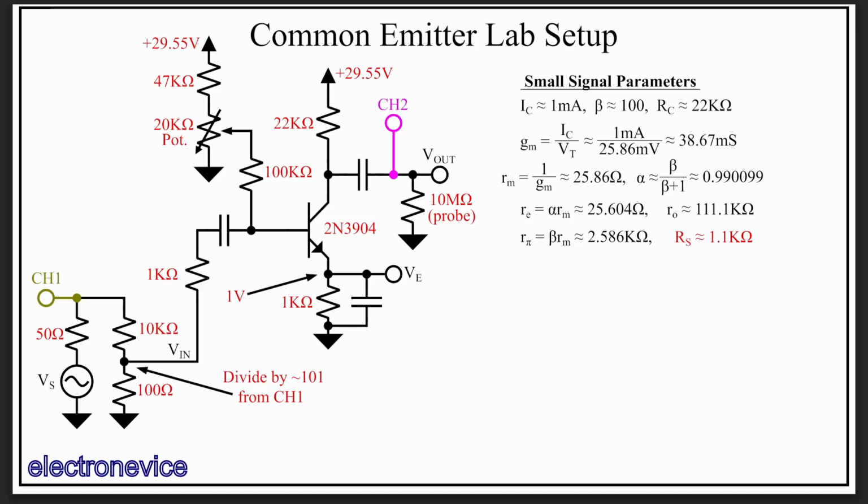Now, 2.586 K is not much greater than our source resistance of 1.1 K, so we have to use the more accurate equation for gain, which, recalling from the transistor tutorial series episode on the common emitter, the full equation for gain is this. Now here we have all the parameters we need except for RB1 and RB2, which are biasing resistors that are not exactly the same in our circuit as the original circuit I used to construct this gain equation.